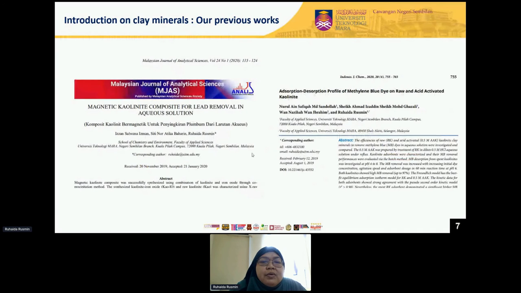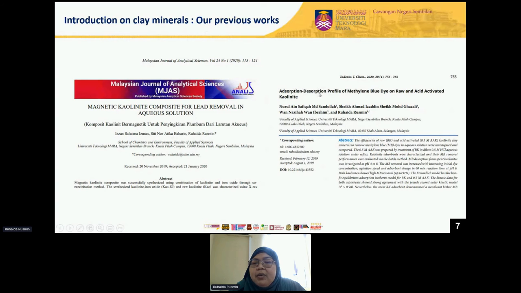We also produced some work and published in local and regional journals. This paper is about some of our preliminary work on this magnetic carbonate composite for lead removal.